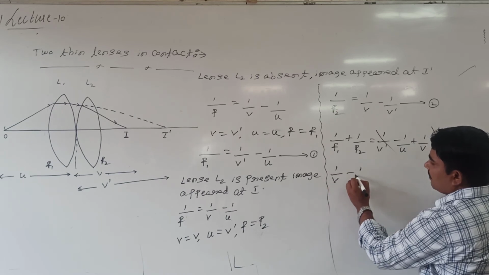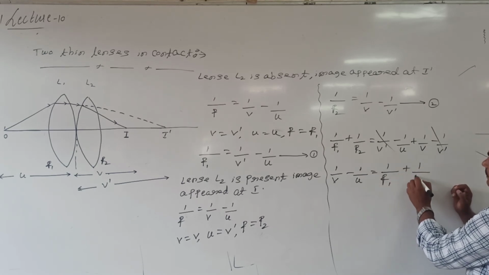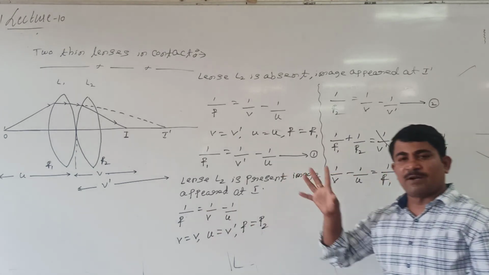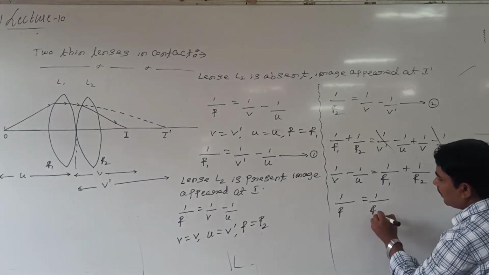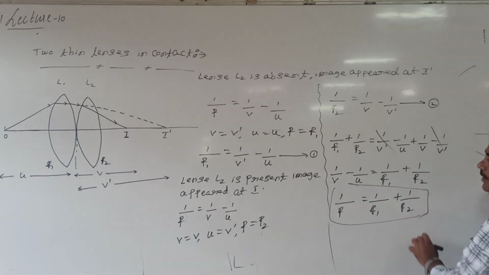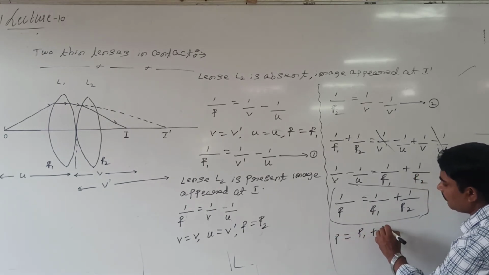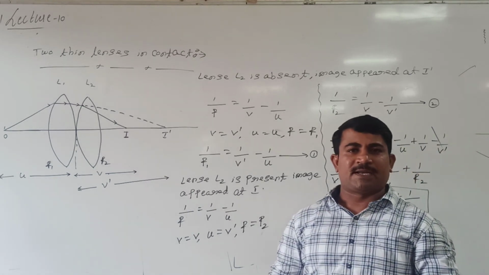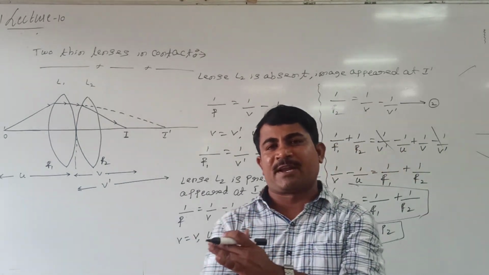What is remaining? 1 divided by V minus 1 divided by U is equal to 1 divided by F1 plus 1 divided by F2. But the lens formula we know, 1 by F is equal to 1 by V minus 1 by U. Then what is the equivalent focal length? 1 by F is equal to 1 divided by F1 plus 1 divided by F2. Right or wrong? Or 1 by F is equal to what value? P. P is equal to 1 by F1, that is P1. 1 by F2 is equal to P2. Then two convex lenses can be added physically. Their power of lens can increase. The converging property of the ray of light can increase.